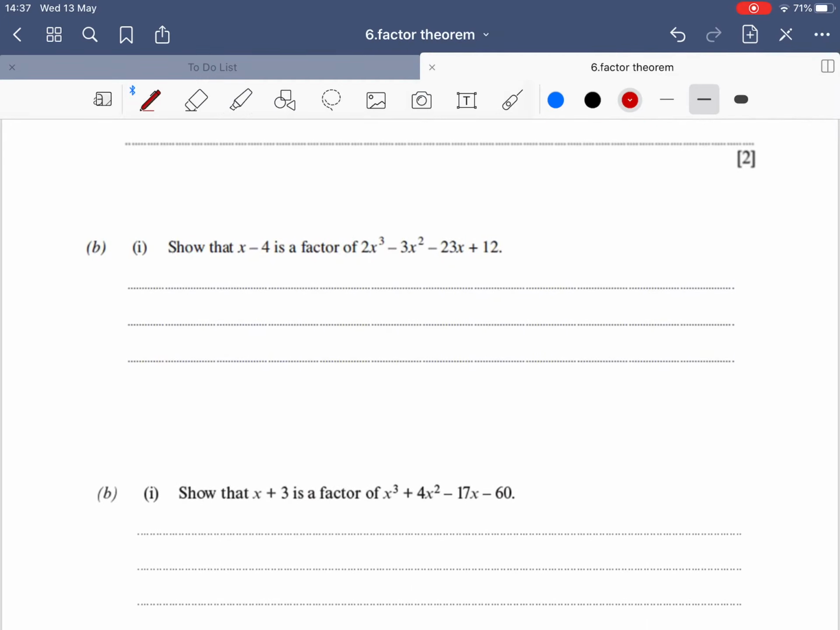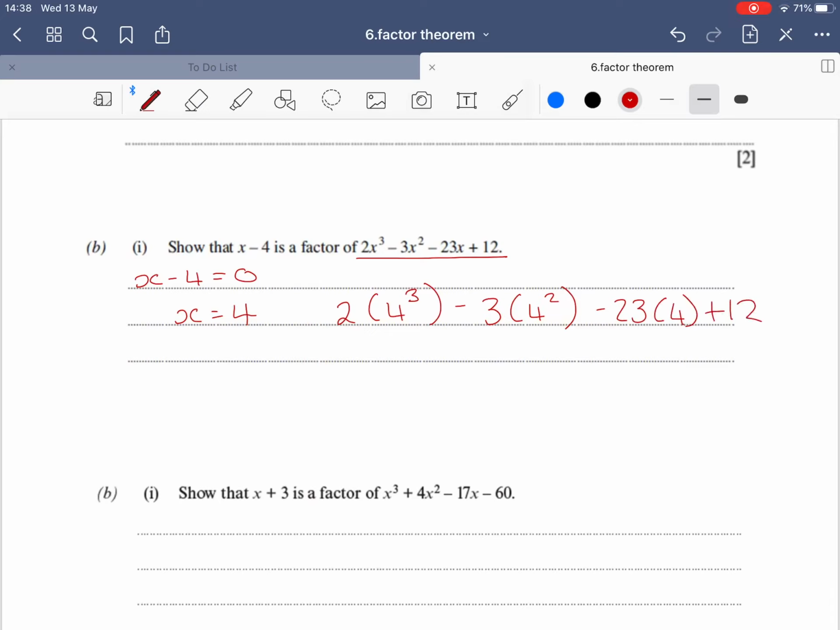So show that x minus 4 is a factor of 2x cubed minus 3x squared minus 23x plus 12. Again, first, x minus 4 equal to 0 means x would be 4, just to distinguish if it's positive or negative. Then I'm going to substitute x equals 4 into our equation. So I'm going to do 2 times 4 cubed minus 3 times 4 squared minus 23 times 4 plus 12.